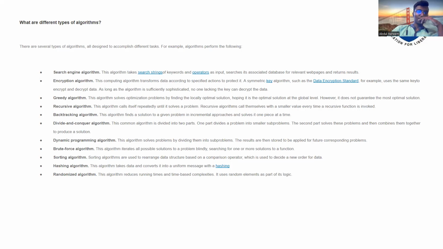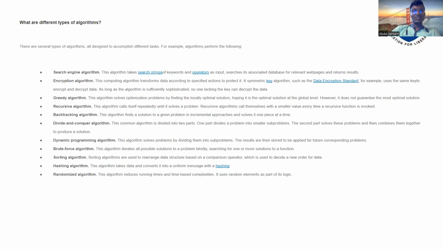Greedy algorithm. These algorithms solve the optimization problem by finding the locally optimal solution, hoping it is the optimal solution at the global level. However, it does not guarantee the most optimal solution. Recursive algorithm. This algorithm calls itself repeatedly until it solves a problem. Recursive algorithms call themselves with a smaller value every time a recursive function is invoked.